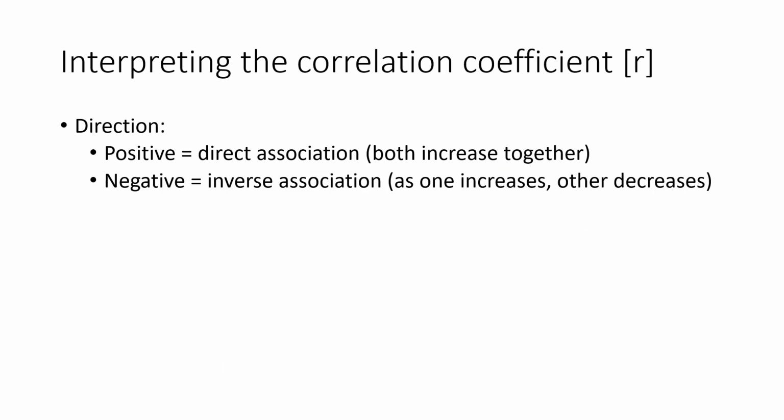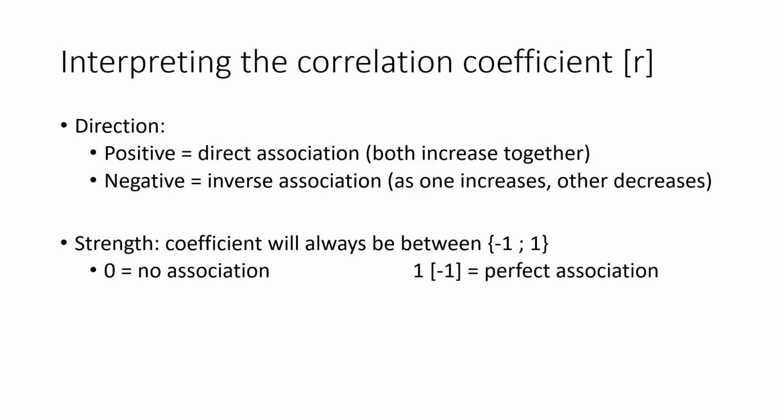Let's start with direction. The relationship can be positive or negative, also called direct or inverse. Positive correlation means that as one variable increases, the other also increases, and as one decreases, the other decreases along with it. Negative correlation means that they move in opposite directions. So as one variable increases, the other decreases, and vice versa. In other words, they move in inverse directions.